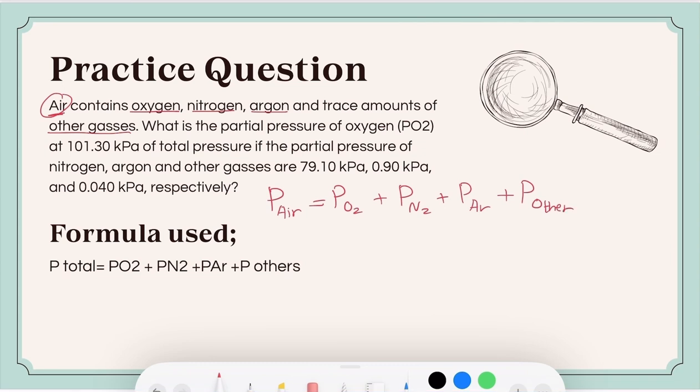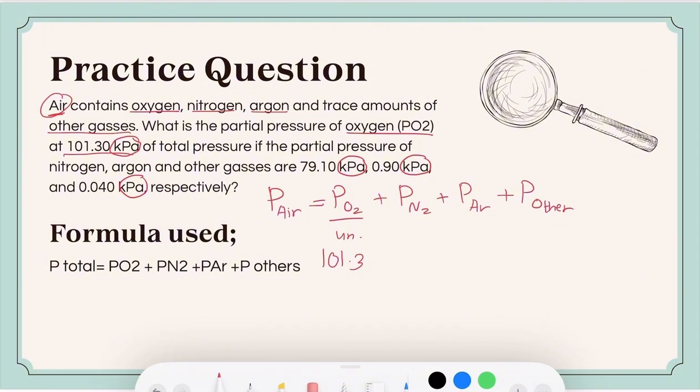What is the partial pressure of oxygen? They want this. This is unknown. And they give us that the total pressure of the air is 101.3. So we just substitute 101.3 and check the unit. This is kilopascal, this is kilopascal, this is kilopascal, and this is also kilopascal. So it's okay. They all have to be the same units.